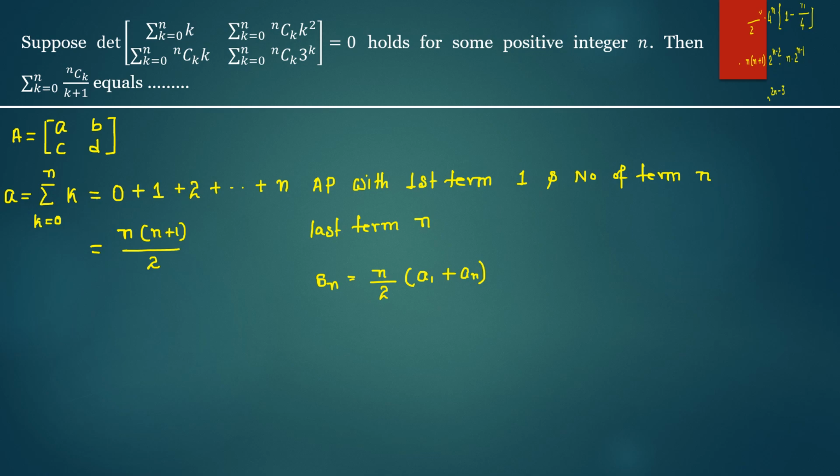Now see why we take the first term as 1, because k equal to 0 doesn't have any meaning in the summation. So we are able to compute the value of A, that's equal to n into n plus 1 divided by 2. Okay. Now let's go ahead and play with the second element, that is B.